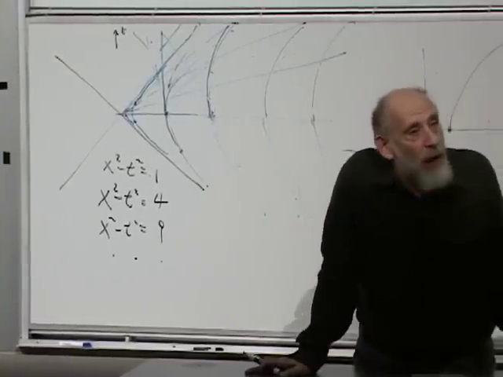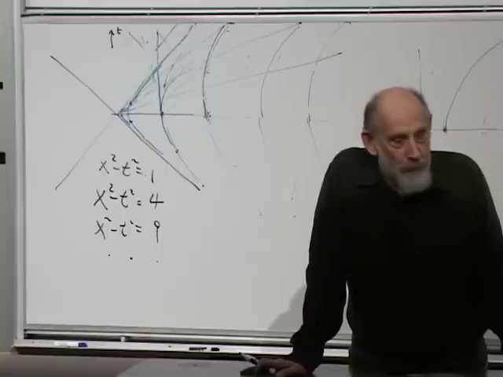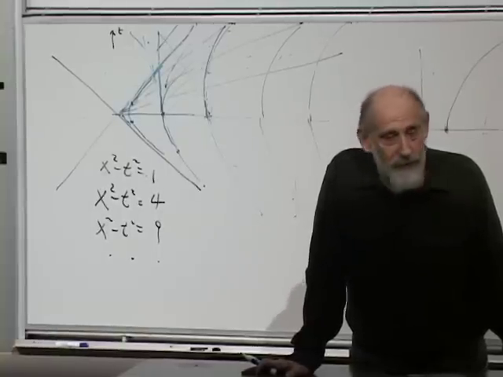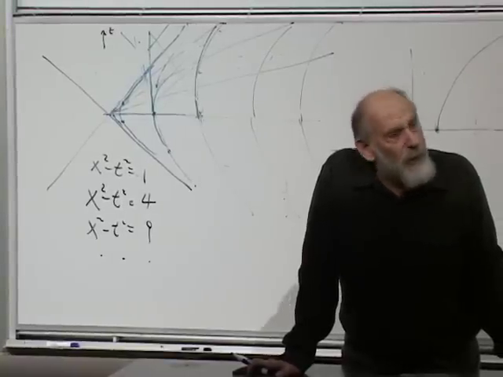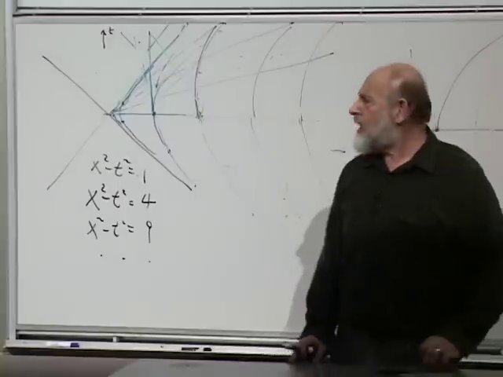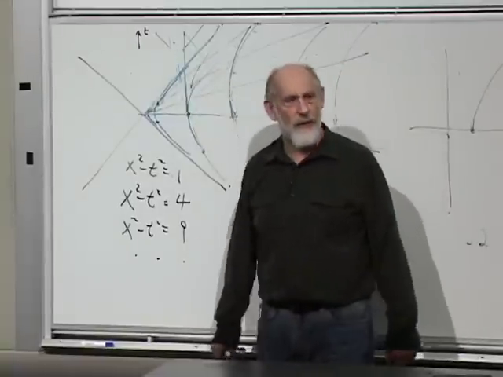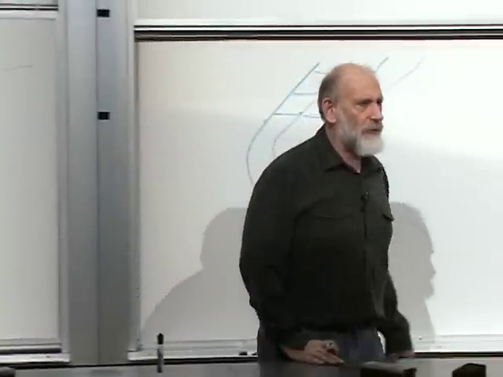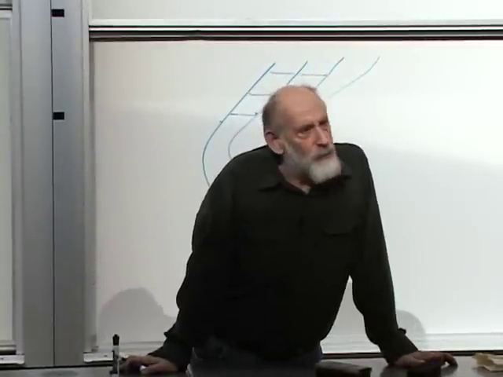So the horizon is a kind of one-way door or one-way membrane, I don't know what to call it. One-way filter. One-way mirror. Well, no, it's not a mirror. Nobody sees anything reflected off it. It's just a one-way door, that's all.